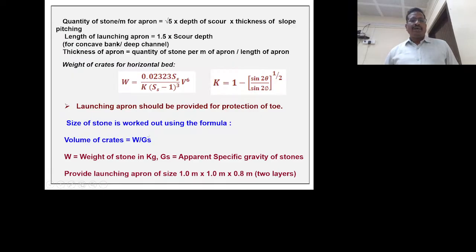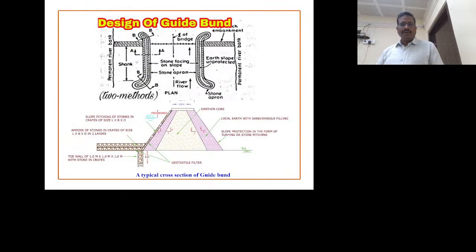After knowing the quantity of stone and the length of the apron, you will get the thickness of the apron. This is the thickness of the apron. Sometimes it will be more than 1.5 meters, then we will go for 2 layers of crates. Here you see, apron of stone in crates of size L in 2 layers, like that I have written.